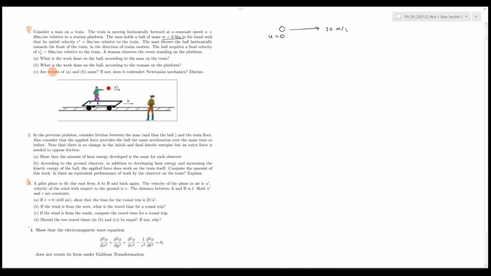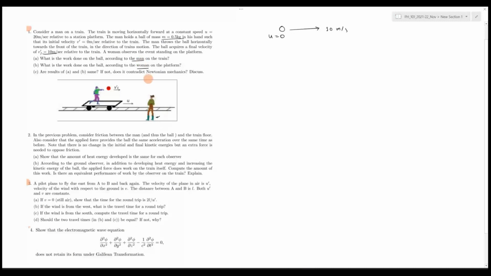The man throws the ball horizontally towards the front of the train, in the direction of the train's motion. Now, Owen observes the event standing on the platform. We have to find the work done on the ball according to the man, and also according to Owen. So these are the 2 questions we have.